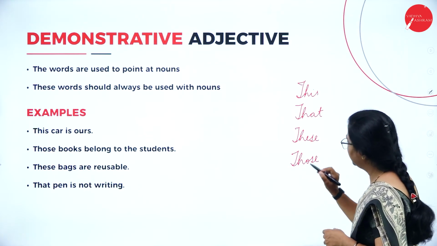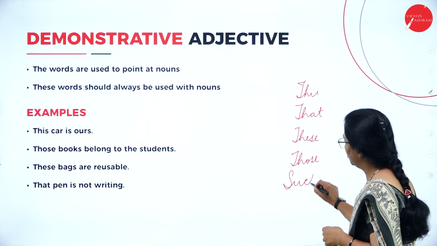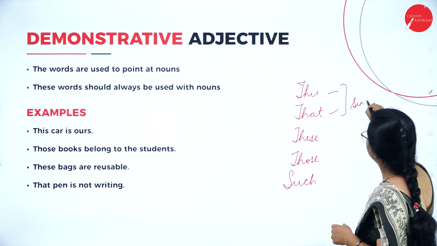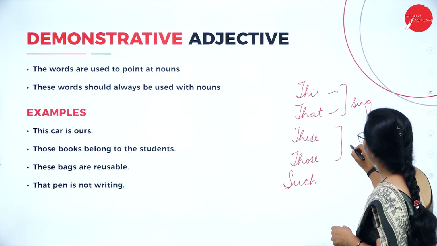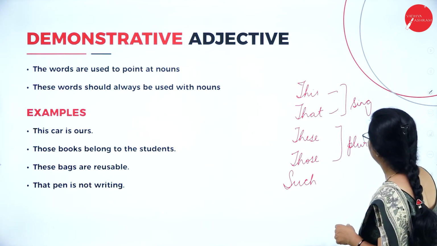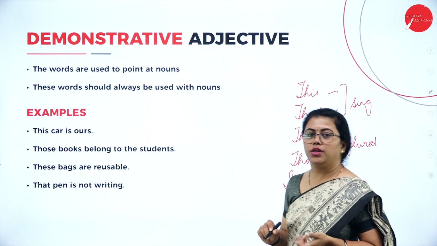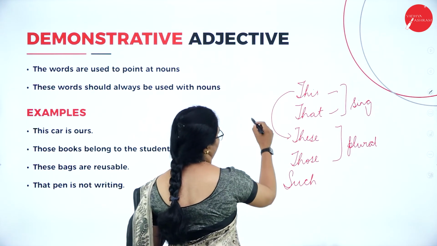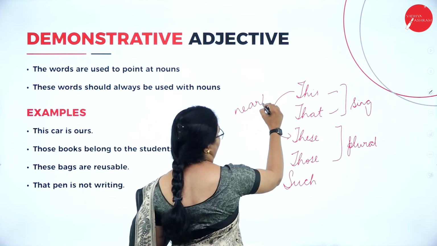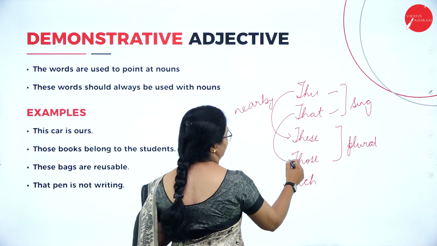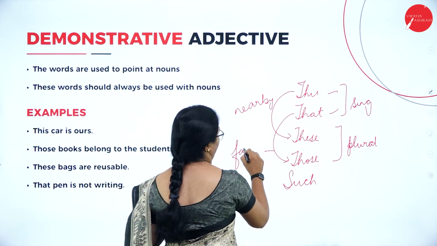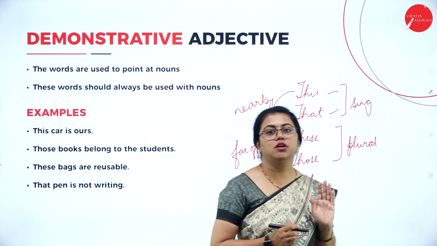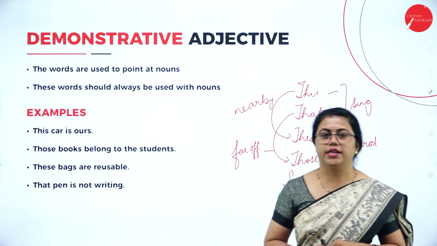Fine. In some cases, such is also used. This and that are used for singular. These and those are used for plural. So, you need to keep this in mind. And let me tell you, this and these are used to show some nearby items, and that and those are used to show far off items. Okay, so this much is clear. These are the 4 demonstrative pronouns that are there in English.